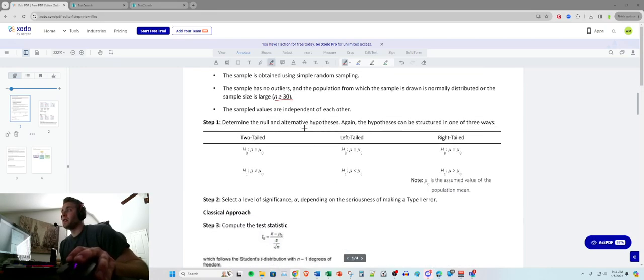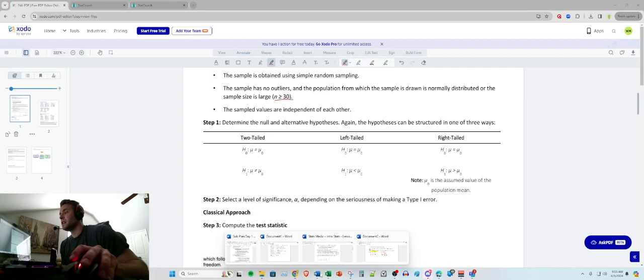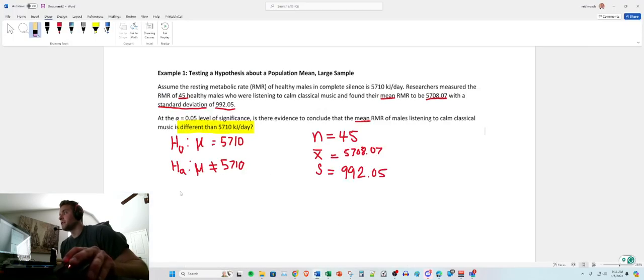We've already determined our null and alternative hypotheses, and we have these three ways. Ours is a two-tailed test, so we'll add that. This is two-tailed.